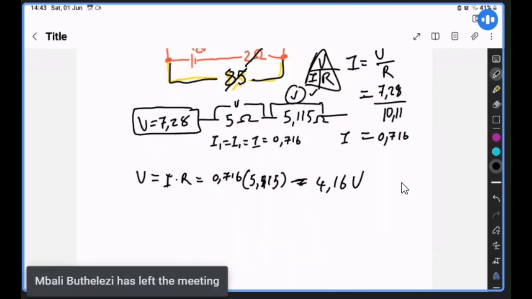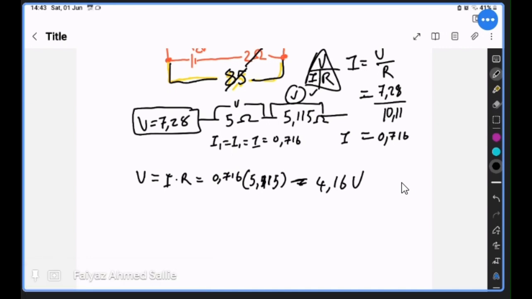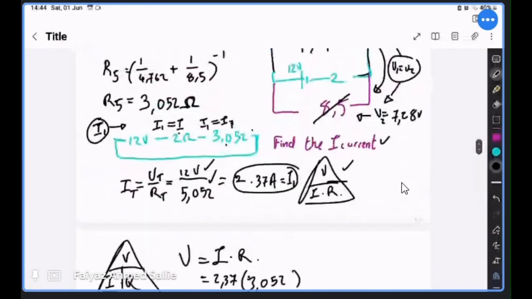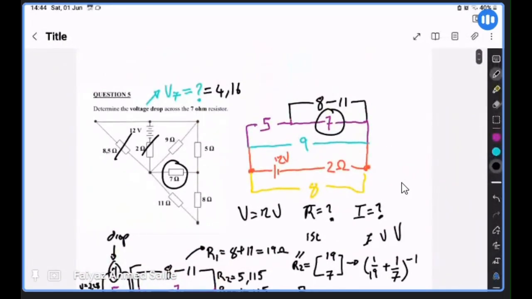5,115. Sorry, this is 3,66 volts. So then our volts over here is going to be 3,66 volts. And that should be the end of the question.